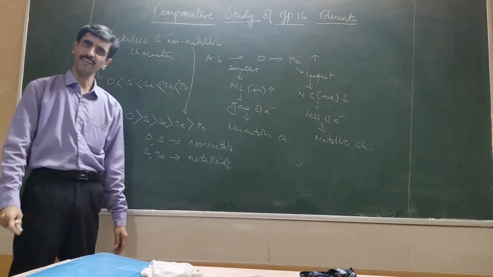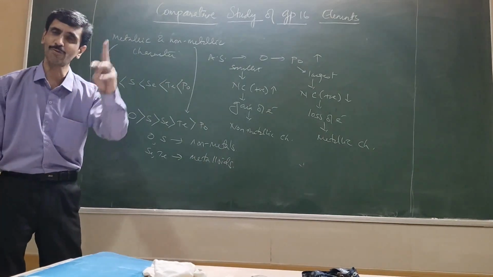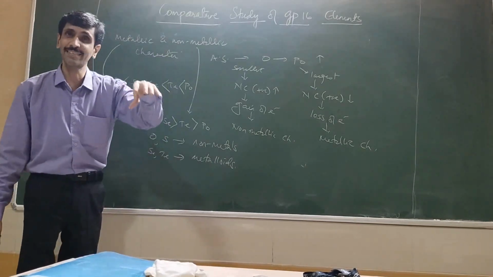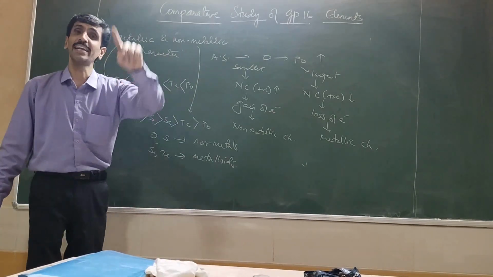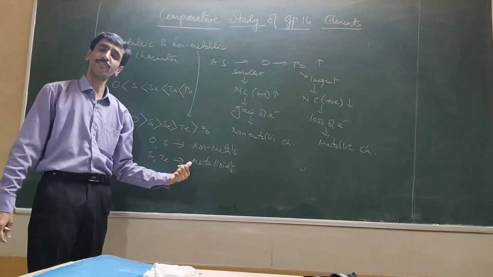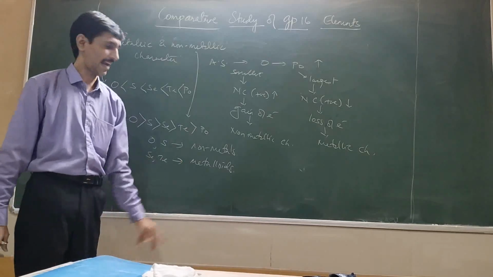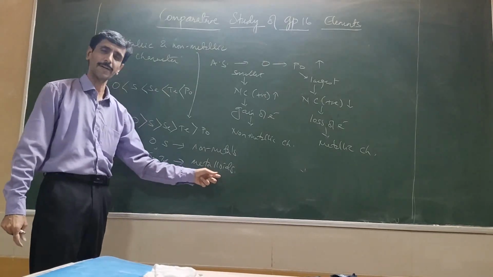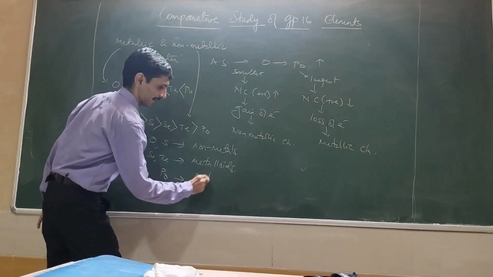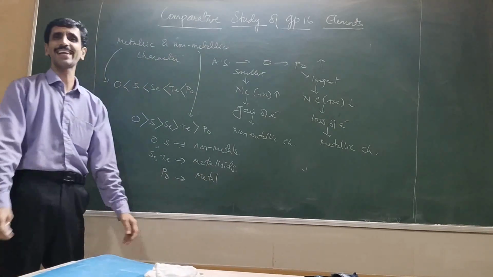Now what it means is that they can show metallic as well as non-metallic character depending upon the conditions in which the reaction takes place, depending upon the nature of the species with which it reacts. Okay, that will decide its metallic or non-metallic character, and therefore we call it a metalloid. And finally, polonium. Polonium is distinctly a metal. It will not show non-metallic character.